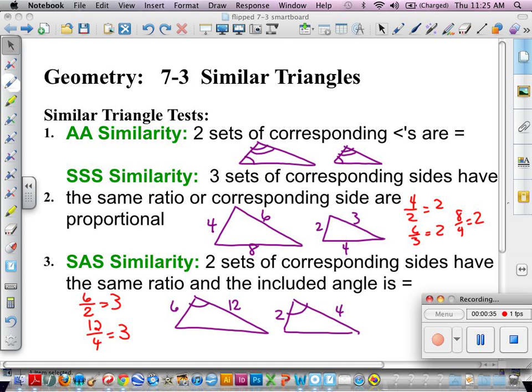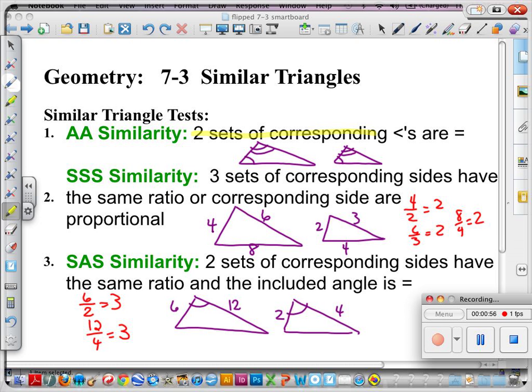Well, just like congruent triangles, you have shortcuts for similar triangles. I would pause the video and take a moment and write down the 3 similarity tests. Okay, now I'm going to explain them. In AA similarity, if you have 2 sets of corresponding angles being equal, then the triangles are going to be similar.